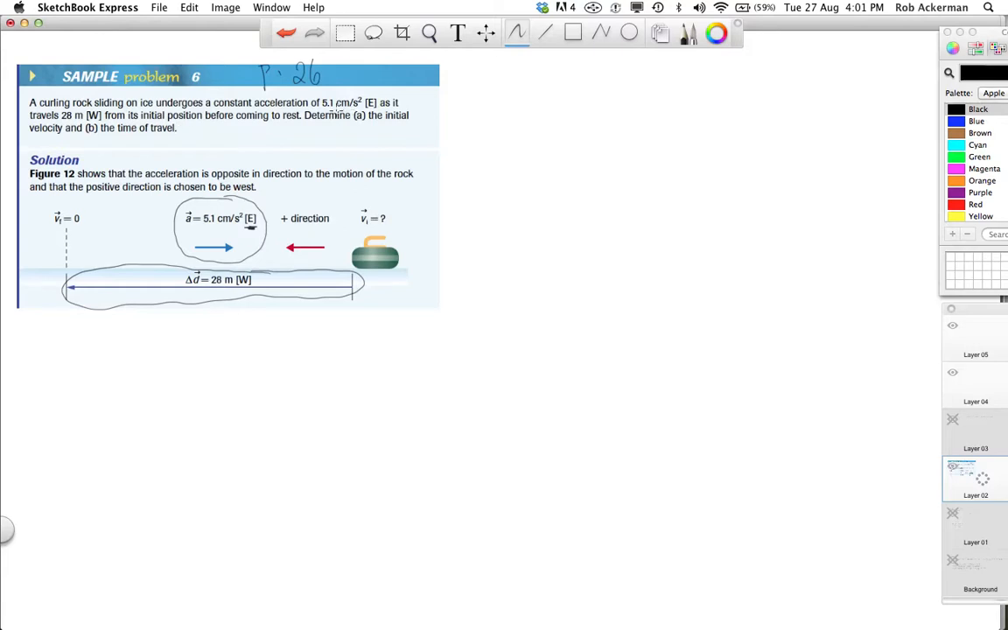They tell you here's the acceleration, a very small acceleration of just a few centimeters per second squared. That's what the rock experiences as it moves a relatively large 28 meters to the west. And they also tell you that it eventually comes to rest. So they ask you for A, the initial velocity, and B, the time of travel. So how do I go about these? Well, when I'm trying to solve a question involving kinematics, I write out what's given, I write out what's required, and then I look for some link or some equation that will allow me to relate what's given to what's required.